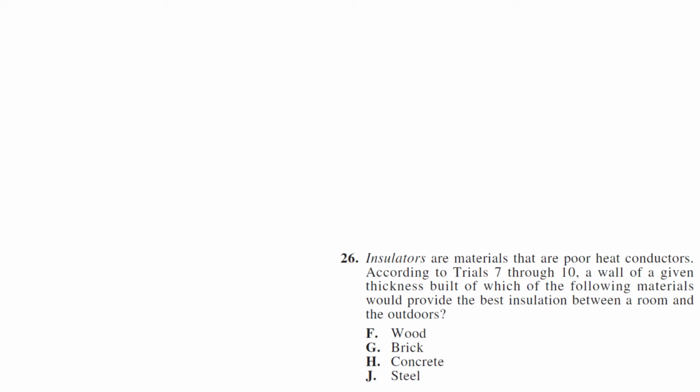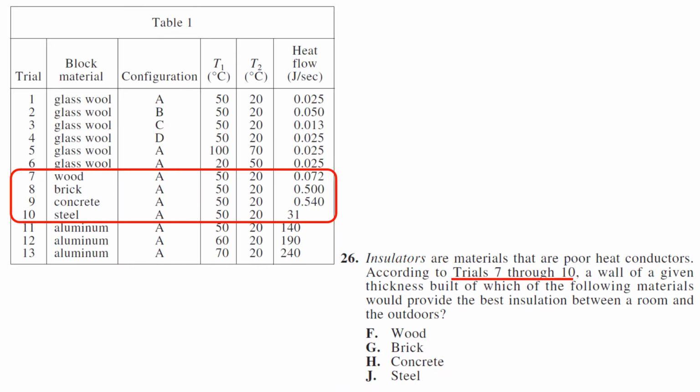Number 26, we're looking at trials 7 through 10. Insulators are poor heat conductors. According to trials 7 through 10, a wall of a given thickness would provide the best insulation between a room and outdoors of which material? So we're looking at heat flow, so it's going to be the one that has the best insulation, which is the lowest heat flow. So which one has the lowest heat flow?